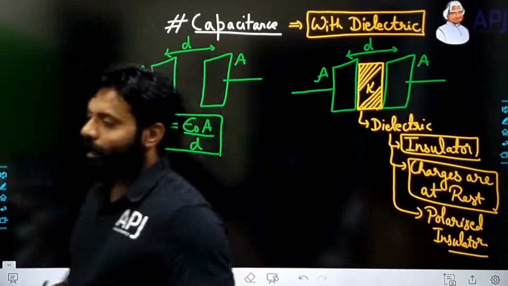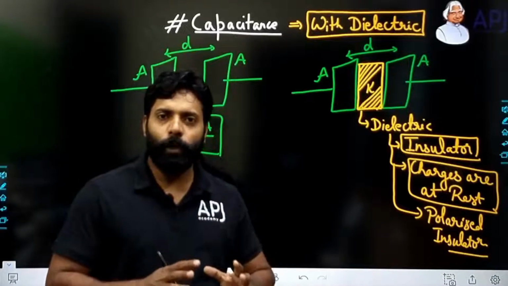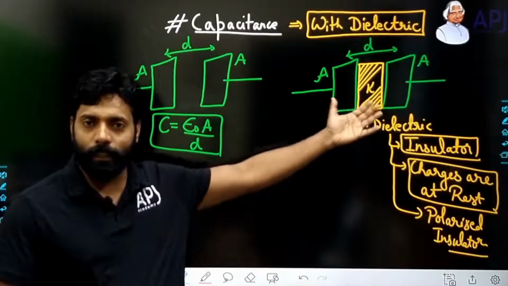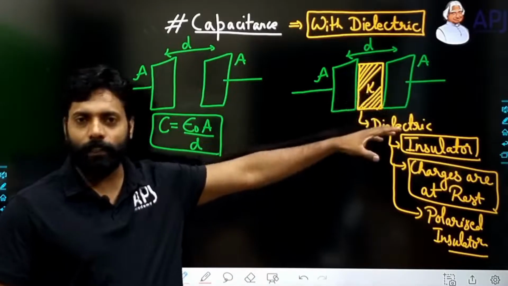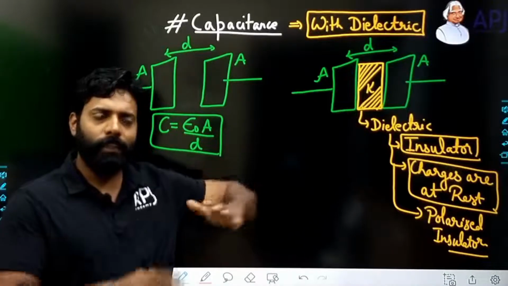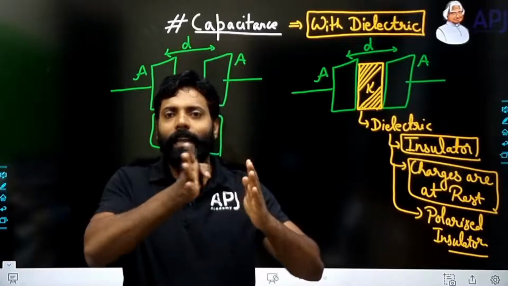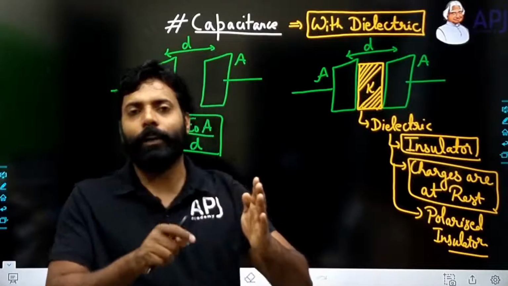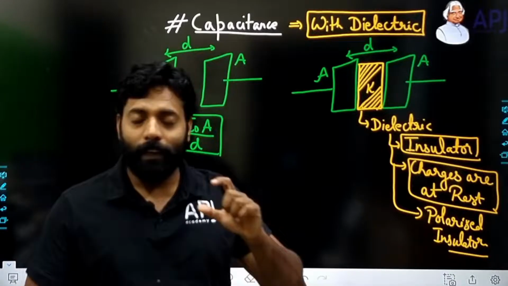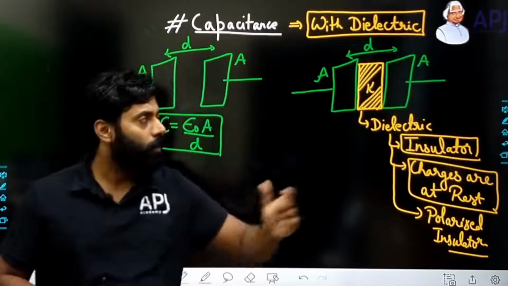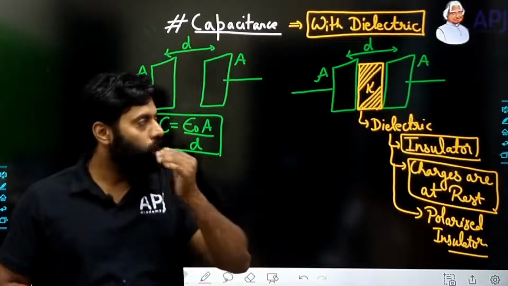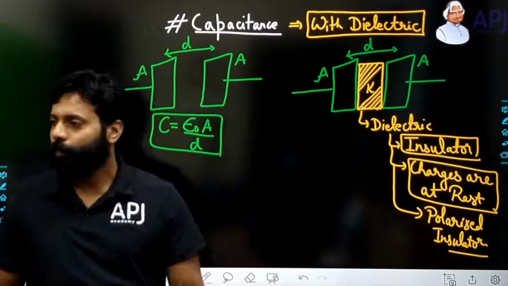What is a polarized insulator? I can say that a polarized insulator is an insulator where positive and negative charges get induced, but these charges remain stationary. They can only create an electric field, but they can never create a current. So this is basically a dielectric. Shall we move on?